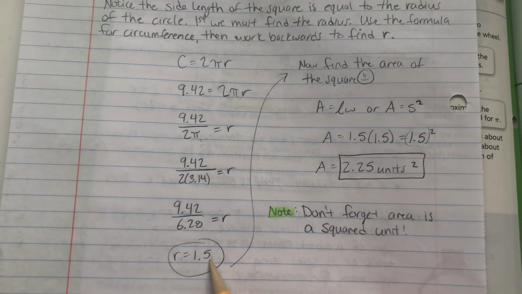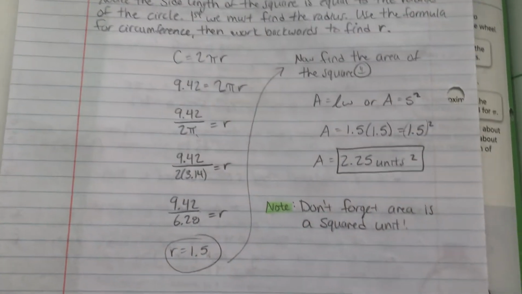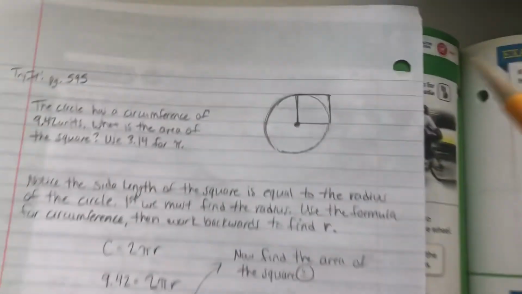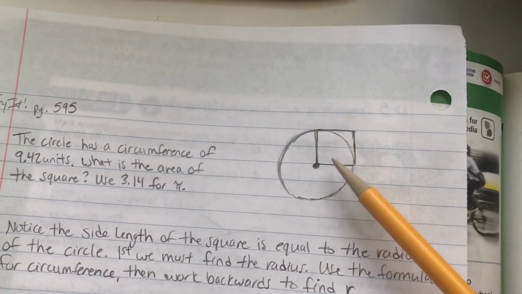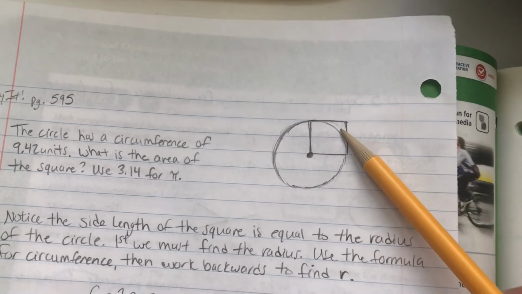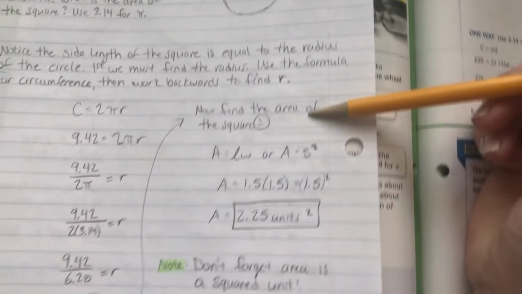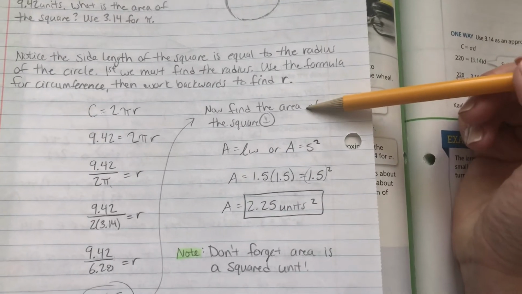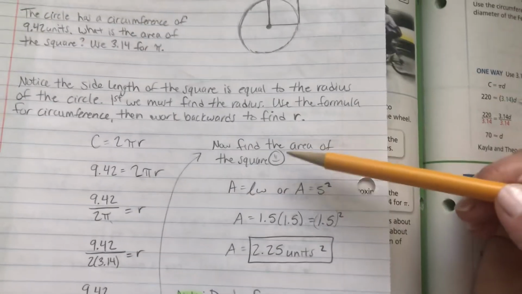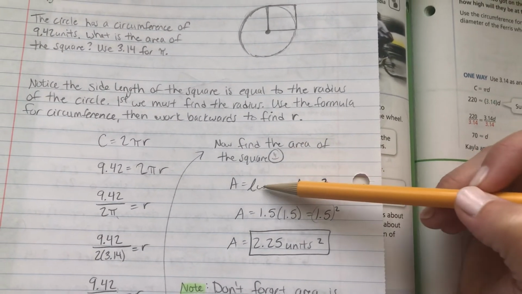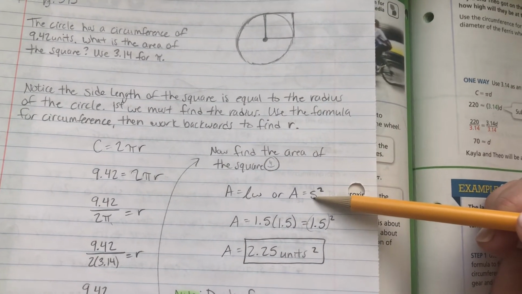Now we know the radius, which means we also know the side measures of our square. So this is going to be 1.5, 1.5, 1.5, and 1.5. Hopefully we remember the area of a square formula. That's just length times width, or since length and width are the same, that's just side squared.